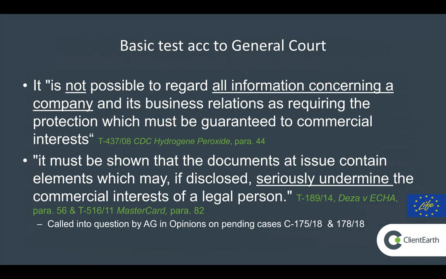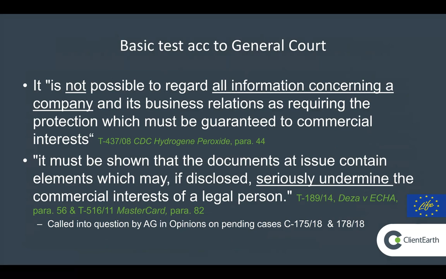The general court has said, first of all, it is not possible to regard all information concerning the company and its business relations to be covered by this exception. And that's, of course, very important because companies constantly engage in commerce and industrial activities. So it is not everything they do that is covered by this exception. Rather, the court said, it must be shown that the documents at issue contain elements which may, if disclosed, seriously undermine the commercial interests of a legal person.